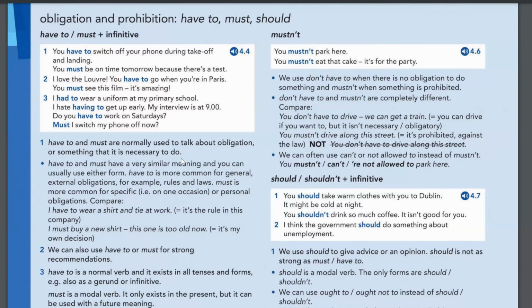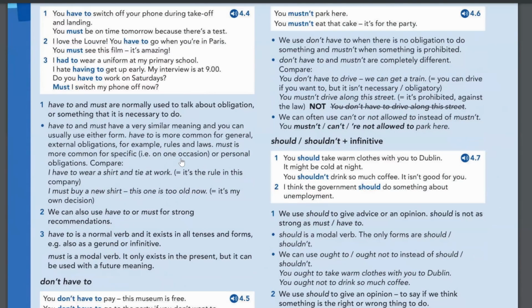Number 3, point number 3, right? This is the example, and that's the point. Have to is a normal verb. So we have to treat have to as a normal verb, like go, eat, play, stay. So that means we can use have to in all tenses and forms. So present simple, past simple, present perfect. Also in gerund and infinitive forms.